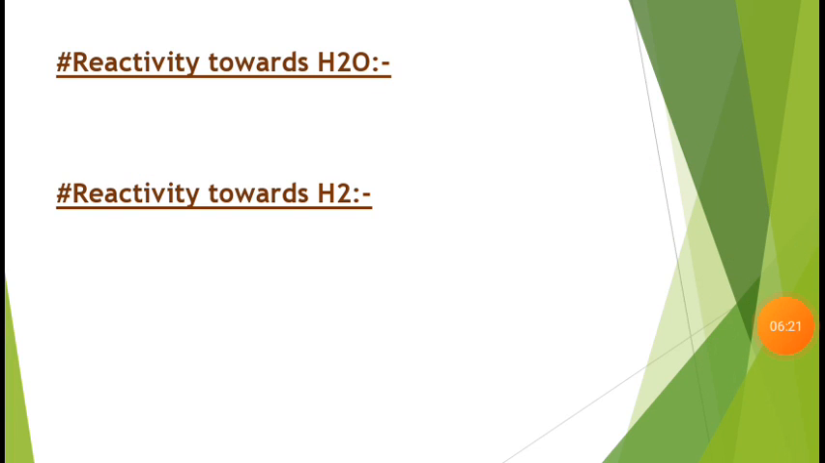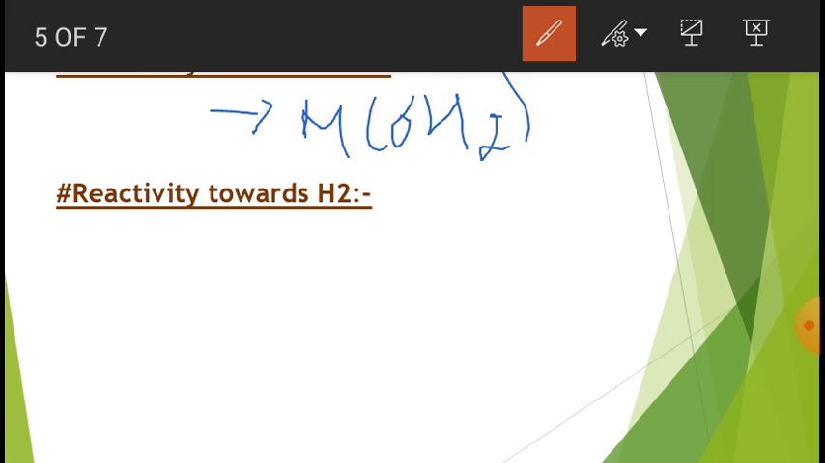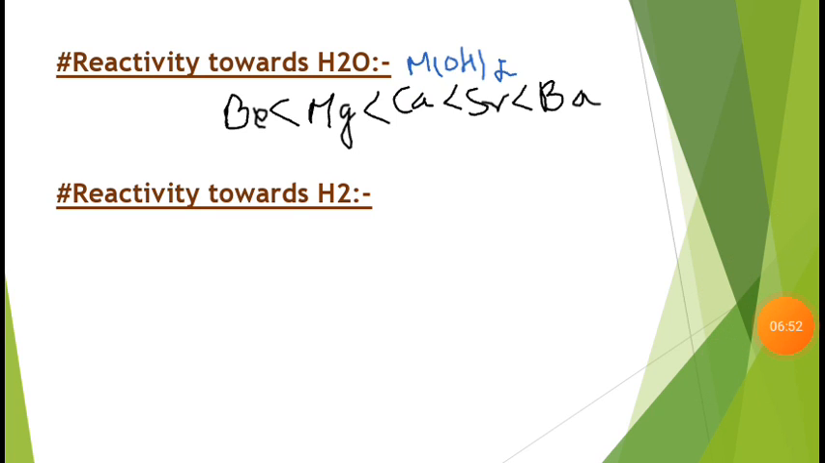So the next chemical property of alkaline earth metals is reactivity towards water. When alkaline earth metals react with water, they form metal hydroxide. Reactivity towards water increases down the group, and this is the order for reactivity towards water: beryllium less than magnesium less than calcium less than strontium less than barium.